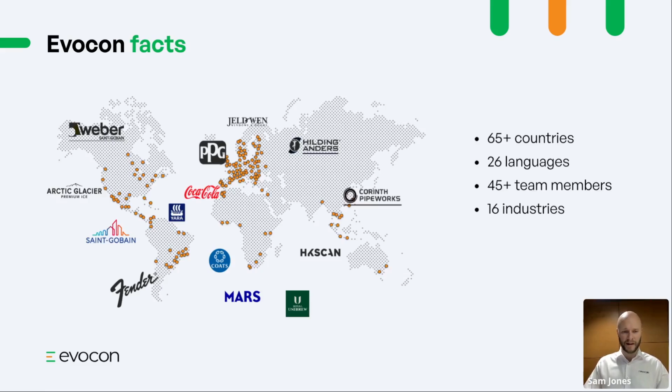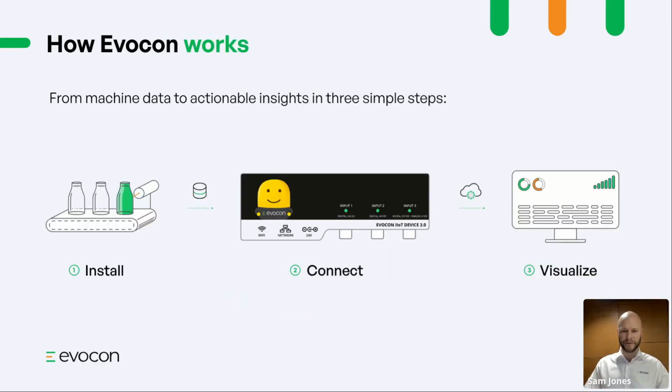Evacon is based in Europe, but we actually have a global presence and are serving clients in over 65 countries. The system's actually available in 27 languages. We added Albanian to the system this week, and we serve multiple different verticals from food and beverage to electronics.